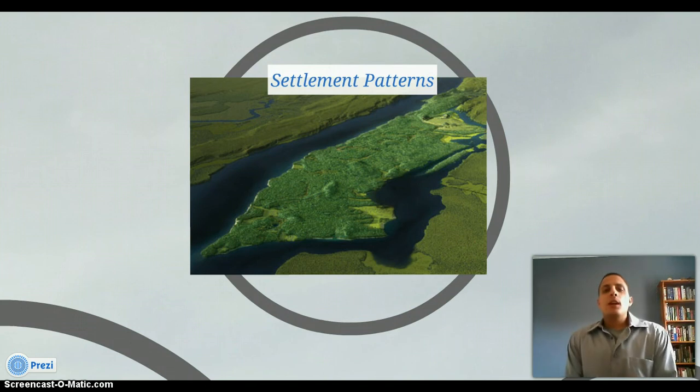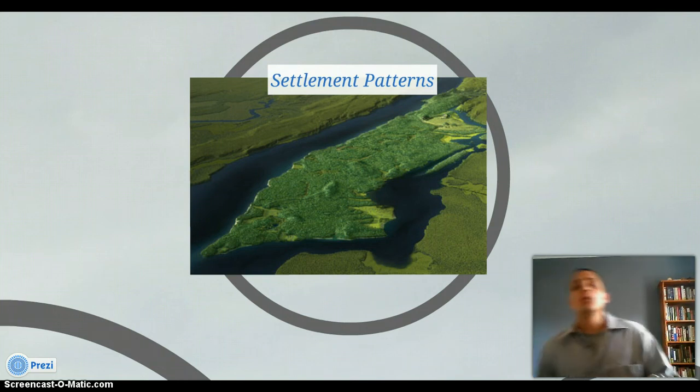So where we left off were settlement patterns, the differences between European and Native American settlement patterns. Manhattan gives you a good context as to how the Native Americans viewed using the land versus how a European would view using the land.